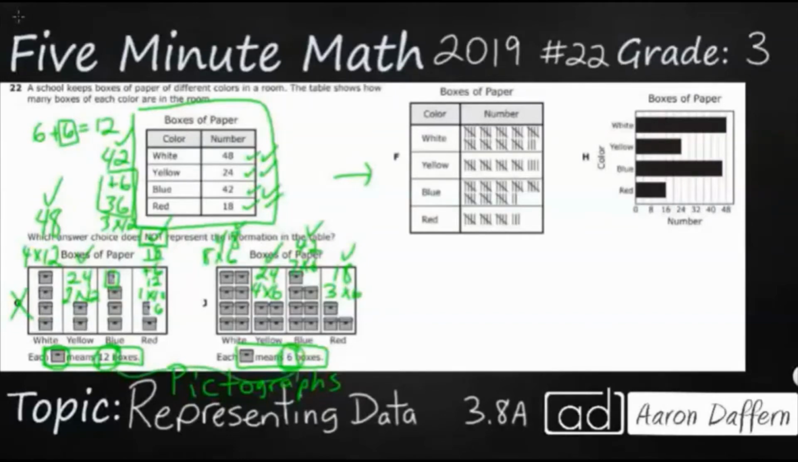So let's switch over to this tally chart here. Tally charts are pretty simple. In F, we're just looking at groups of 5. So 5, 10, 15, 20, 25, 30, 35, 40, 45, 48. So that is good. Let's see, 5, 10, 15, 20, and then add 4, 24, and that looks good. 5, 10, 15, 20, 25, 30, 35, 42, that looks good. 5, 10, 15, 18. All right, so guess what? F is also correct.